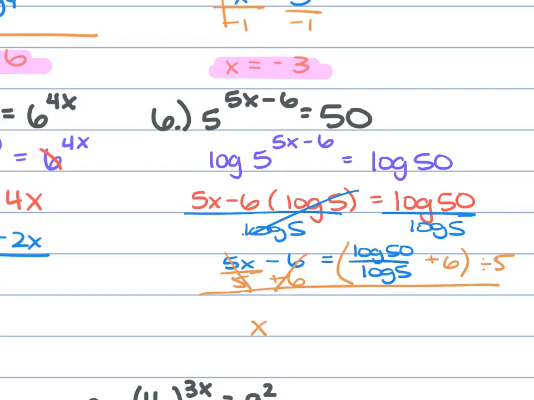So in my calculator, I'm going to type in log 50, close the parentheses, divided by log 5, close the parentheses, hit enter. From that number, I'm going to just add 6 and then divide by 5, so I get 1.70. Or sorry, 1.69 is what I get, 1.69.